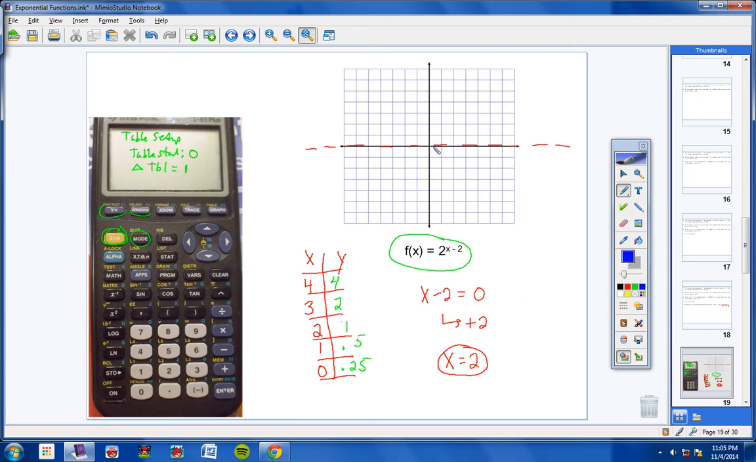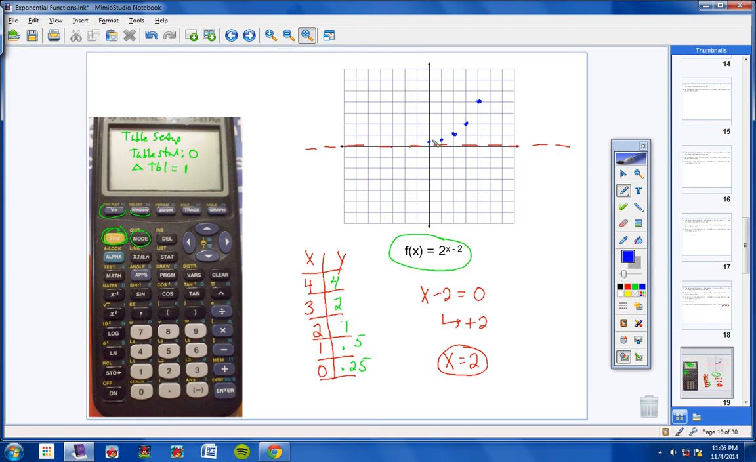So over 4, up 4, over 3, up 2, over 2, up 1, over 1, up a half, and then over 0, and 1/4. And look, guys, look at the y values getting closer and closer to 0, but they're never going to touch 0. 4, then 2, then 1, then a half, then a 1/4, okay?